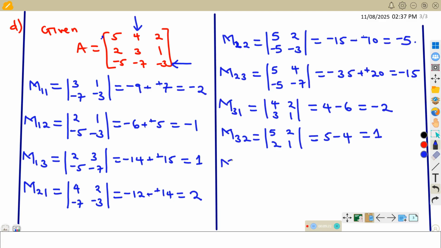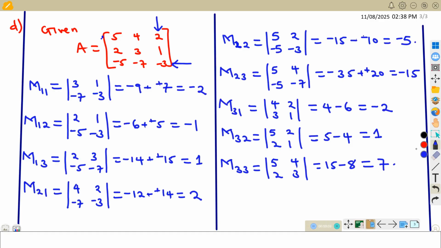And lastly, we shall talk about M33. For M33, you are removing the third row, third column. We are removing all these entries in the third row, third column. So we shall remain with 5, 2, then 4 and 3. This will give us 15 minus 8, and this will give us 7. So that is how we get the minors of a given matrix.